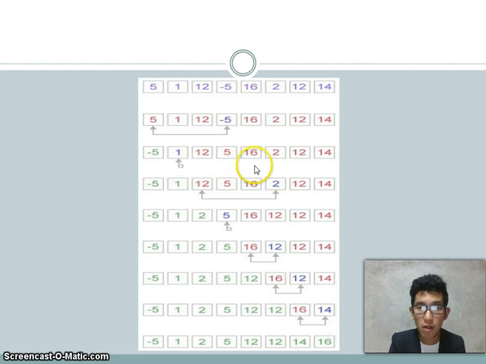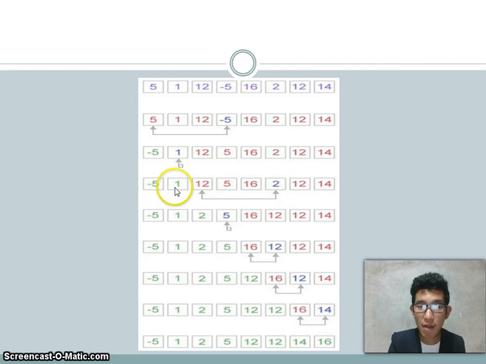So, titingnan pa natin yung lowest number na hindi sorted. We choose 12 and 2, kasi titingnan natin kung ano yung susunod sa 1. So, 2. Hindi naman pwedeng 5 kasi mas maliit yung 2 kaysa sa 5. So, ang magswaswap, ang magkakapalit ng pwesto ay yung 2 at saka 12.